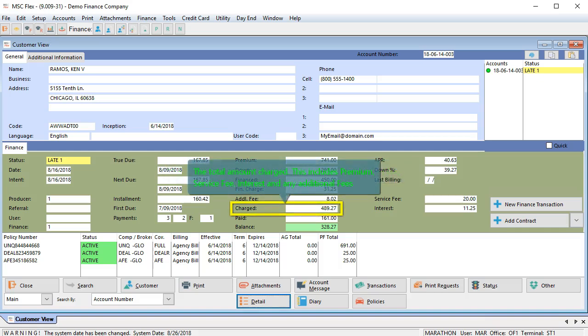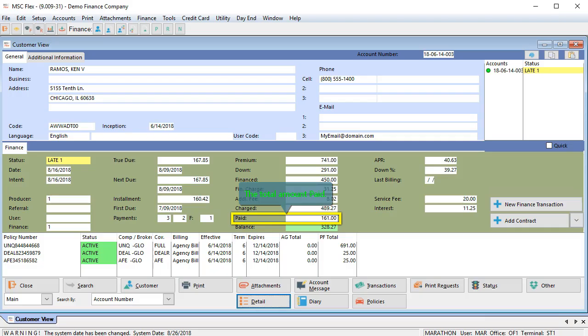Charged is the total amount charged. This includes premium, service fee, interest, and any additional fees, such as late, cancellation, and credit card fees. Paid is the total amount paid, excluding the down payment. Balance is the total balance due from the customer.